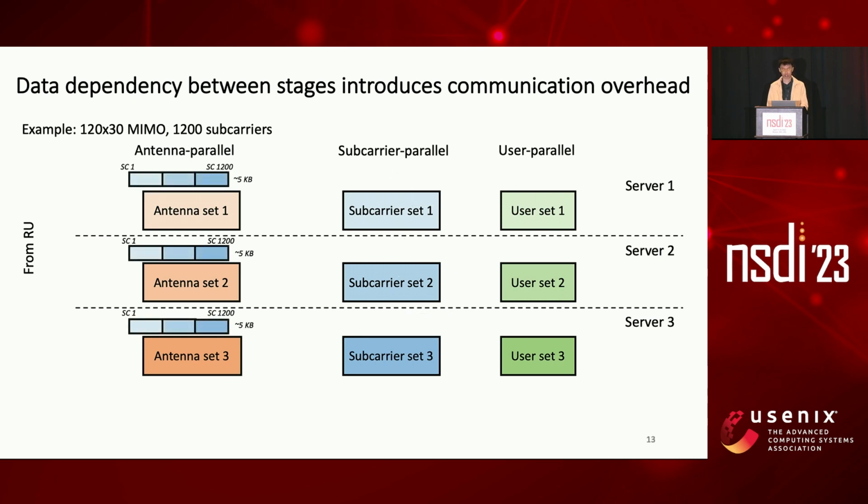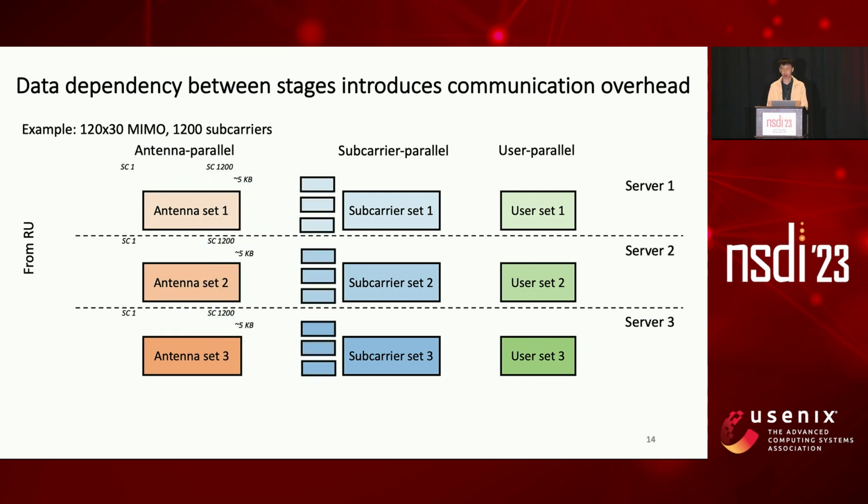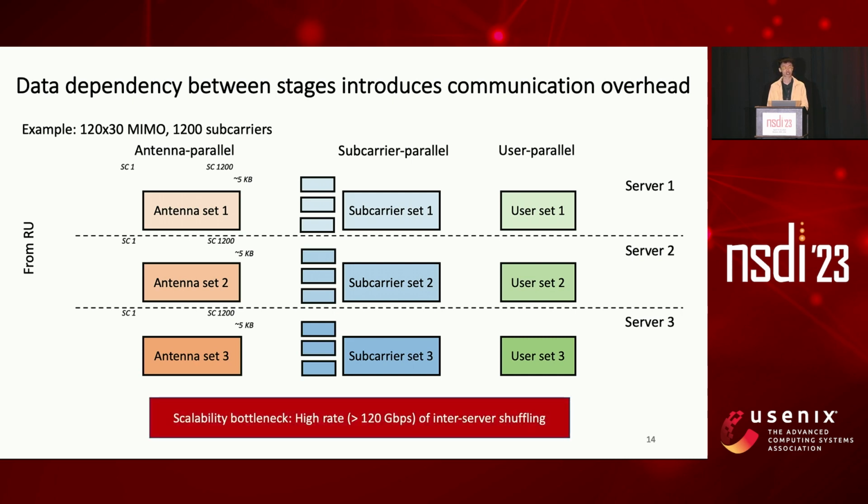To feed the data correctly, each server needs to partition the packet into 3 subcarrier sets, and then forward each partition of the subcarrier data to the corresponding server. This requires shuffling all the data that we receive from the radio between the servers, causing more than 120 Gbps of inter-server shuffling.